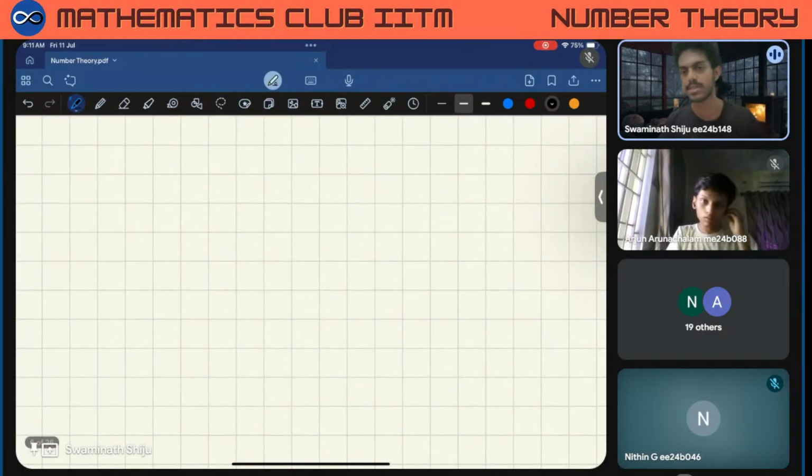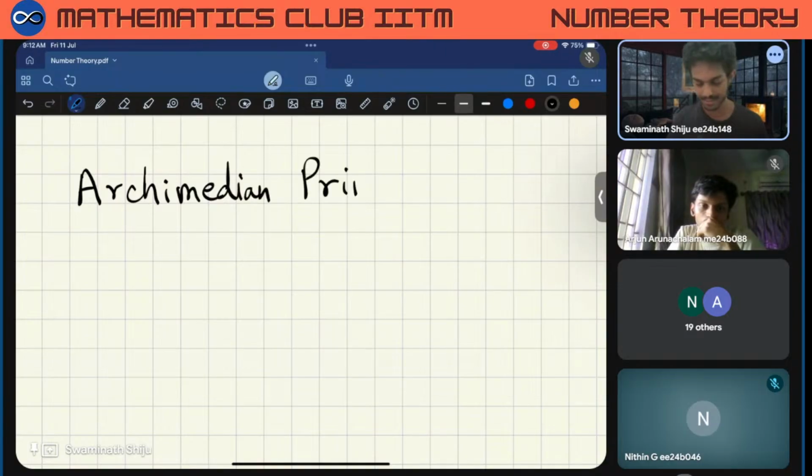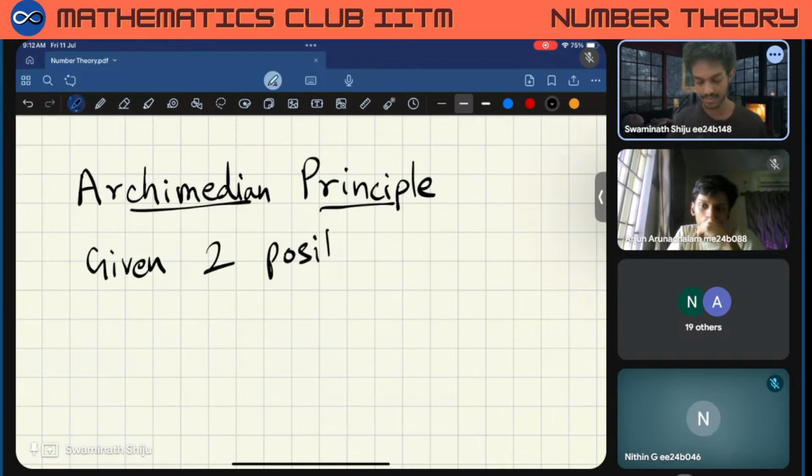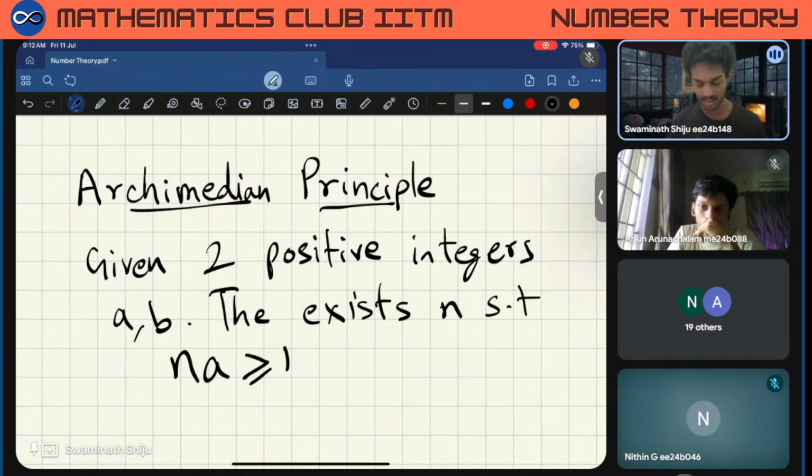This seems very abstract, so I'll prove a small theorem with it so you can get a feel of it. This is called the Archimedean principle. Given two positive integers a, b, there exists n such that na is greater than or equal to b.